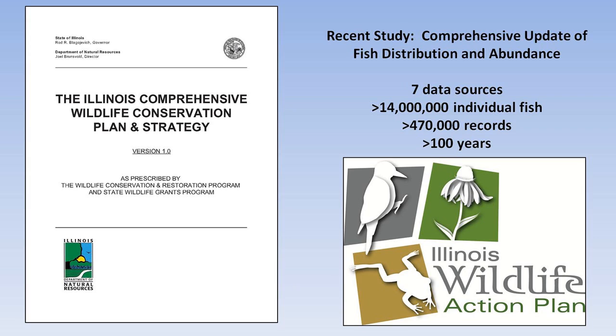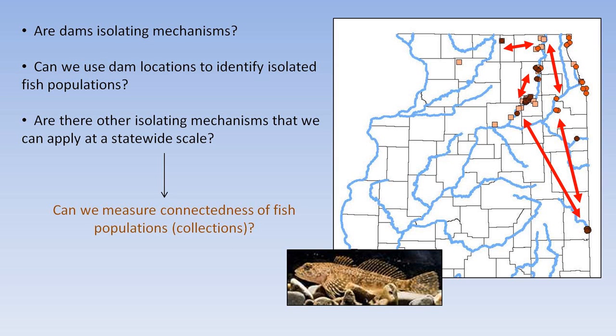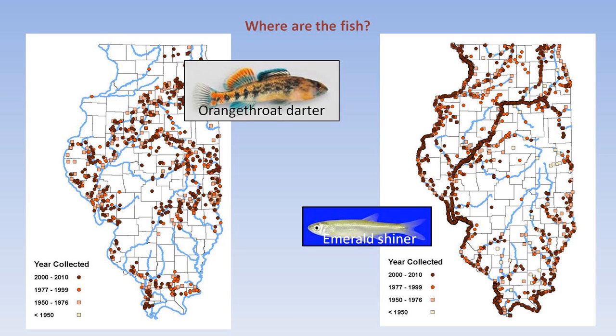And during a recent study, we did a comprehensive update of the fish distribution and abundance in the state, where we took large volumes of data. And one of the things we did was map the distribution of all the fish species in the state. And when we looked at those, we started to see groups of individuals or locations, and we asked questions like, are these groups isolated? What are the isolating mechanisms? And then can we actually measure the connectivity of all these different groups that we see?